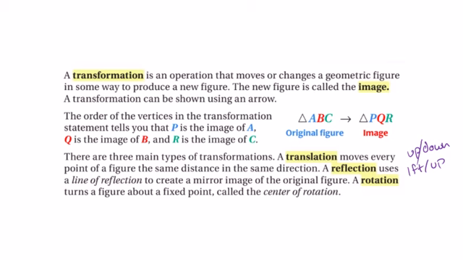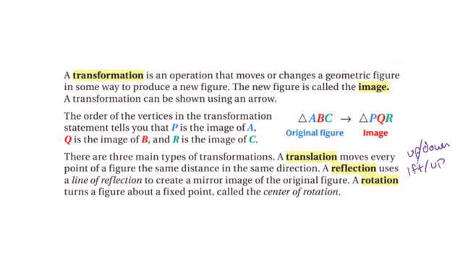A reflection uses a line of reflection to create a mirror image. 2 of the lines that we love to use are the x-axis and the y-axis. A reflection over the x-axis is going to mirror an image upwards or downwards, and a reflection over the y-axis is going to be a reflection left or right.